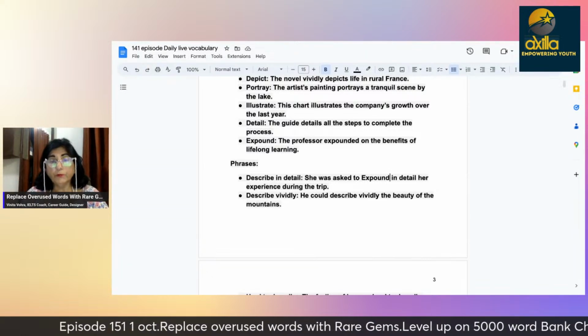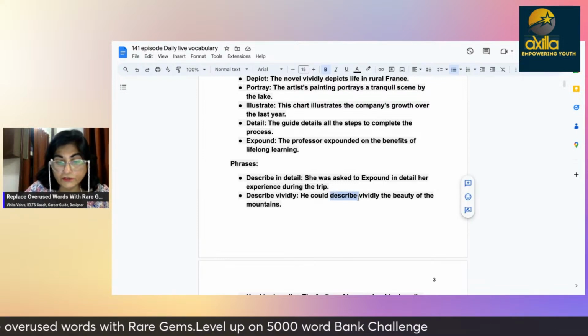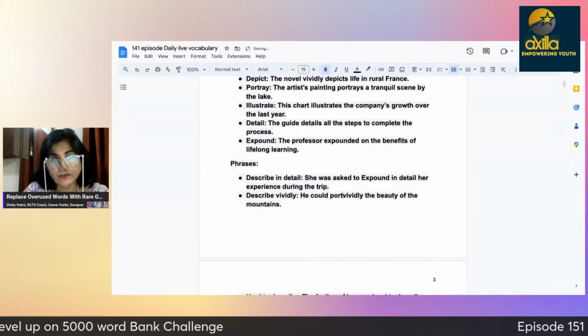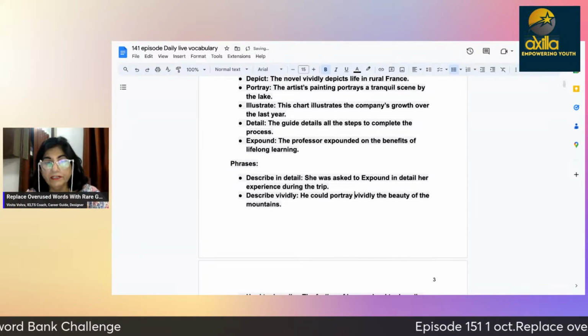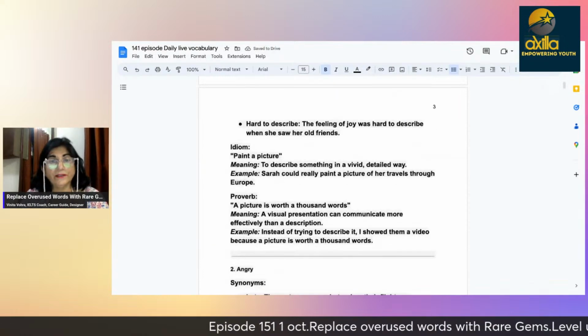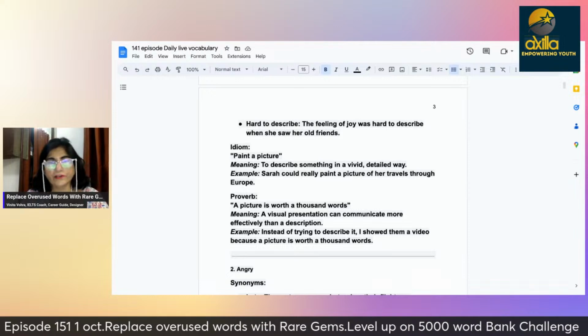He could portray vividly. हम क्या कर सकते हैं? We can do it. Portray. Right? तो हम इसको portray vividly the beauty of the mountains. Next, hard to describe. The feeling of joy was hard to describe.